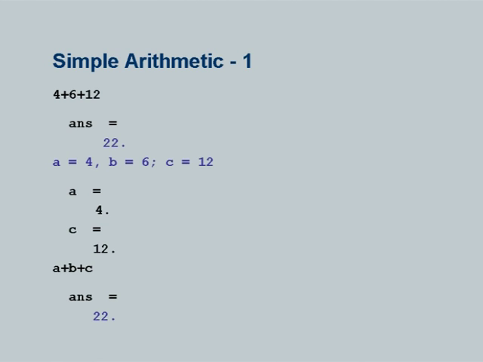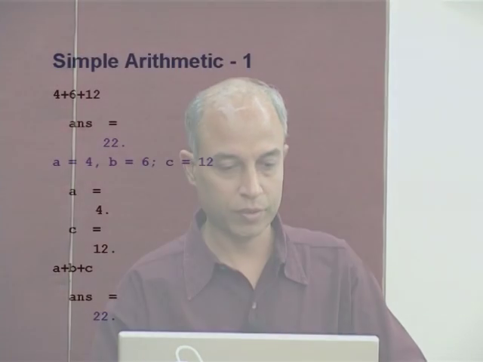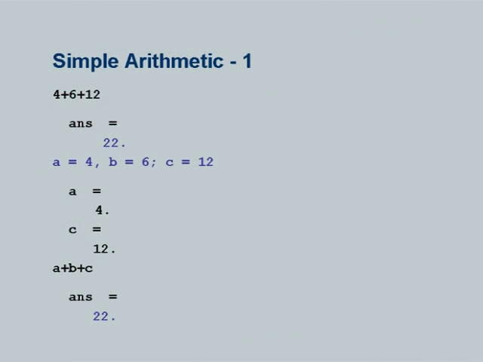Why is B missing? After B, I have put a semicolon. In Scilab, the convention is that after a semicolon, it doesn't display the value, which is important because you may be running a loop doing a lot of calculations, and you don't want it to display the values. If you want to display, you just remove the semicolon. This is a very useful feature. And of course, you can also say A plus B plus C, and the answer is 22. Even though B is not displayed, it has stored it.